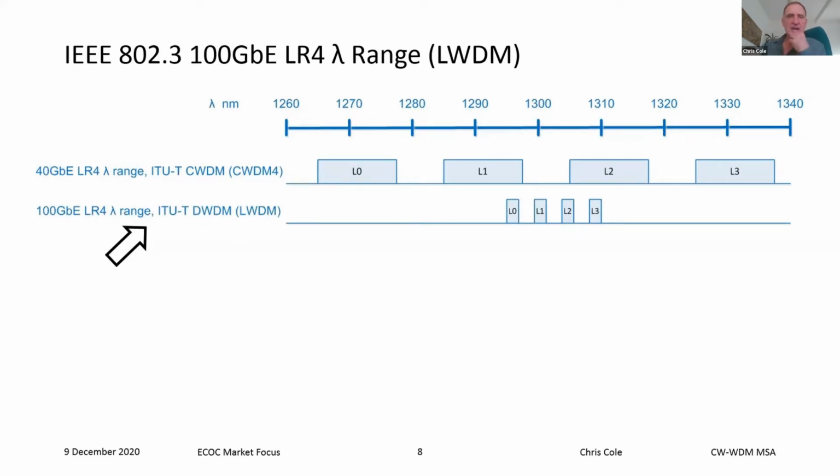Second grid that was adopted was for 100G LR4. This is based on the ITU-T DWDM specification and is colloquially referred to as LWDM. And you can see the 4 wavelengths here clustered around 1300. And one of the reasons, although not the only one for this, was the low dispersion.